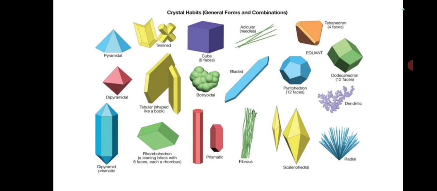Then lamellar. Lamellar means the mineral is made up of relatively thick, flexible, leaf-like sheets. Lamel, like a leaf. For example, the mineral named vermiculite shows the lamellar form. So it's like a leaf. So that is lamellar.